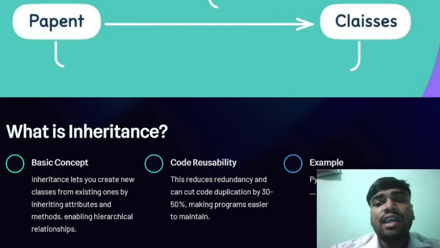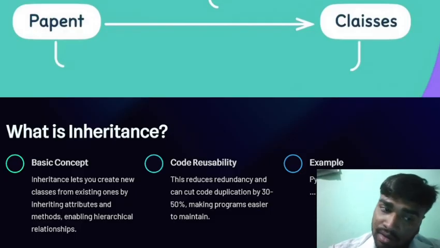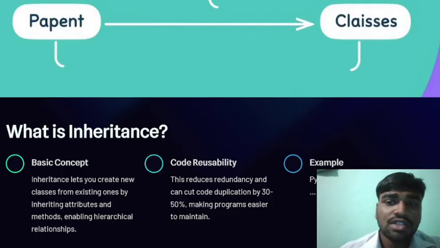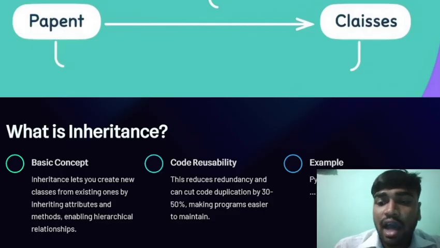What is inheritance? Inheritance tells about creating new classes from the existing ones by inheriting attributes and methods, and enabling hierarchical relationships. By this, the main advantage is reusability. Generally, inheritance is used for reusability techniques. The example is shown here.